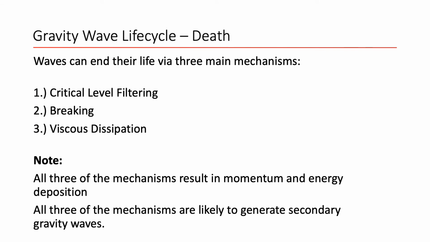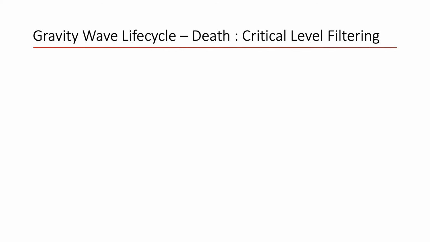So now that we've talked about the life and the propagation of the gravity waves, let's talk about their death. In general, there are three main mechanisms by which waves can end their life. Firstly, critical level filtering, secondly, wave breaking, and third, viscous dissipation. It's key to note that in all three of these cases, either part or all of the wave energy and momentum will be deposited into the mean flow, and all three of these mechanisms are actually likely to generate secondary gravity waves as a result. So let's start by talking about critical level filtering.